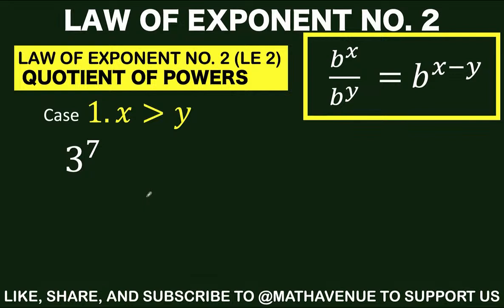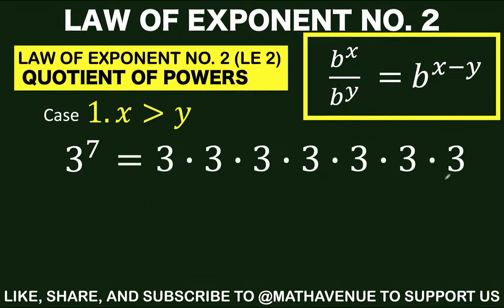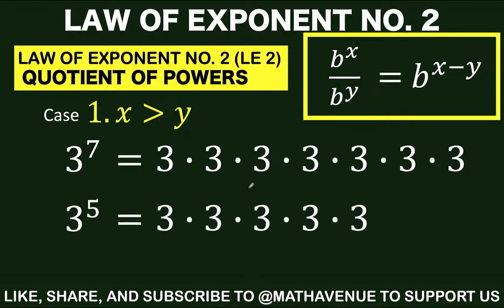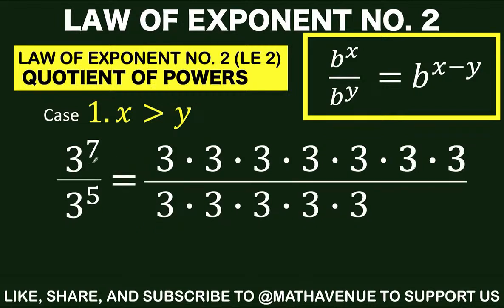Here is an example. 3 to the 7th, when expanded, is like this. Multiply the base 3 7 times. When we have 3 to the 5th, let's do the expansion also, and that is the expansion. We have the same bases here. If we divide 3 to the 7th by 3 to the 5th, this is now what will happen. Notice that we have a 3 here and a 3 here that when divided will result to 1. And there are other more pairs of factors, 1 in the numerator and the same factor in the denominator that can be cancelled out because a number divided by itself is equal to 1.